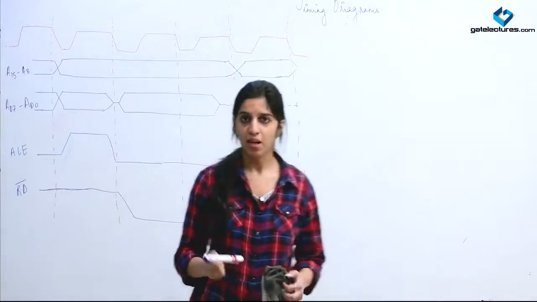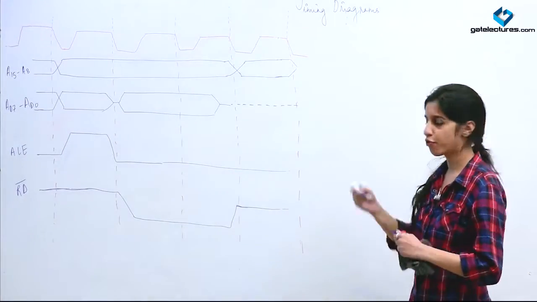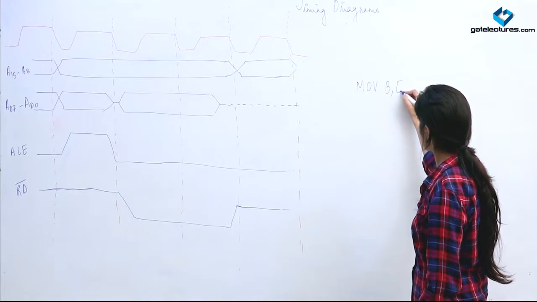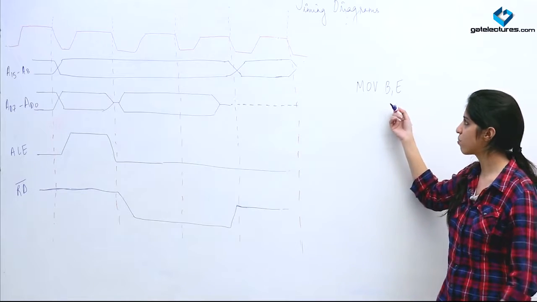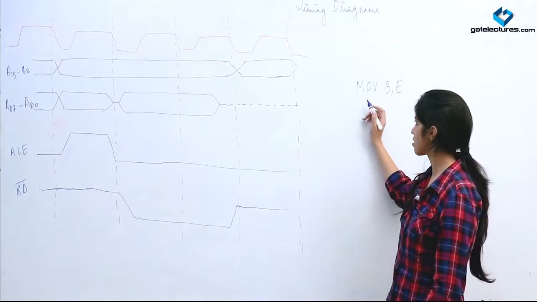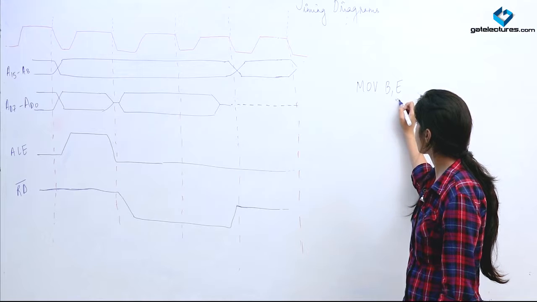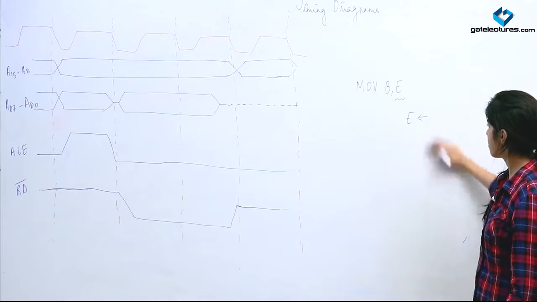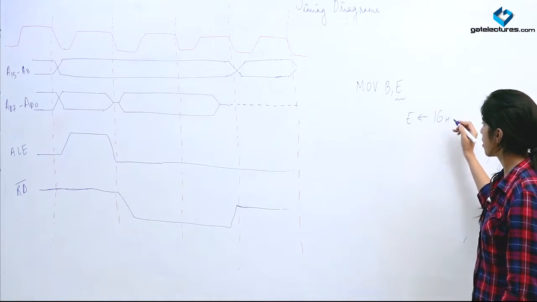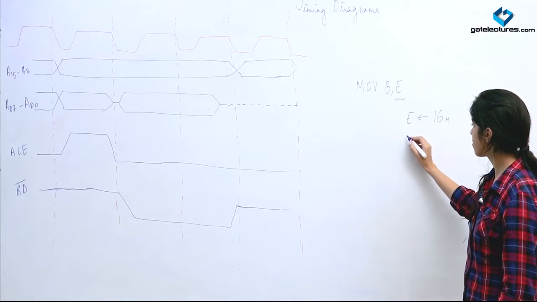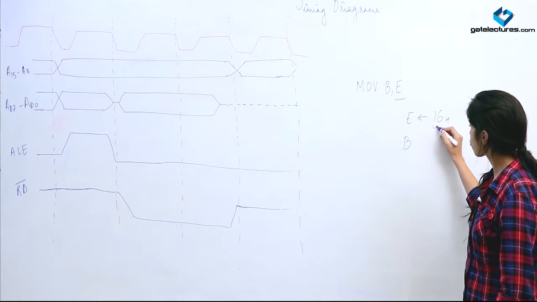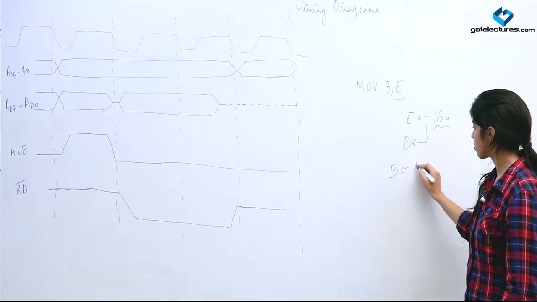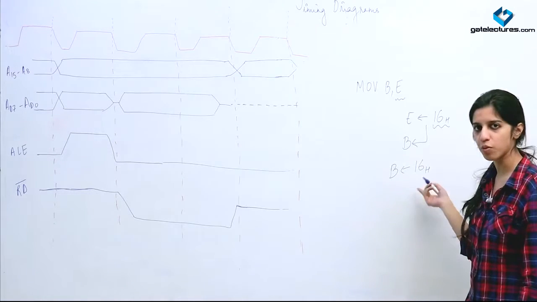Okay, now we are going to see the timing diagram for another instruction. The instruction is MOV B, E. This is a simple instruction of register addressing mode. What happens through this instruction is, whatever the contents of E, suppose E has 16 stored, after this instruction the contents of E are going to be moved to B. After execution of this instruction, contents of B are going to be 16.